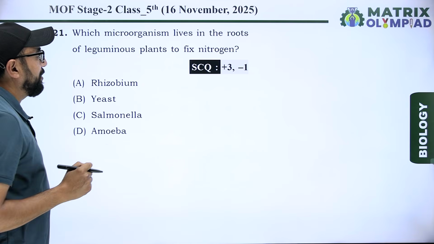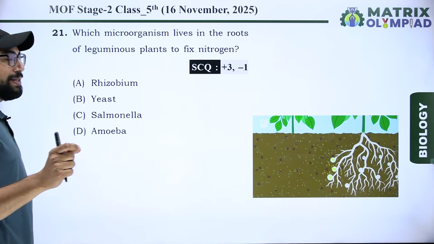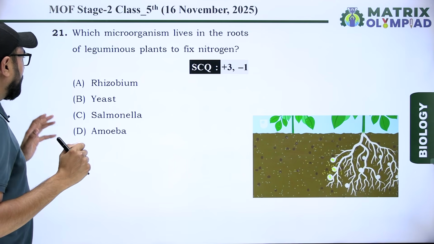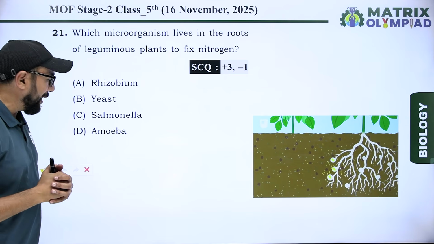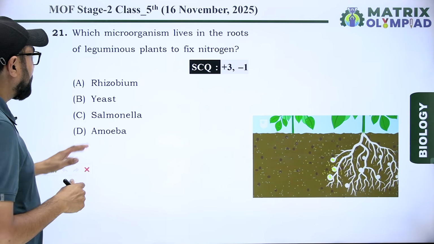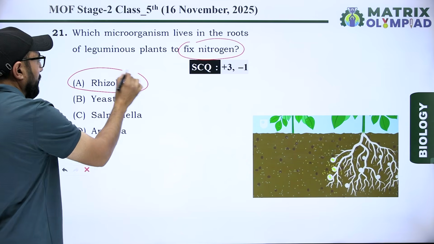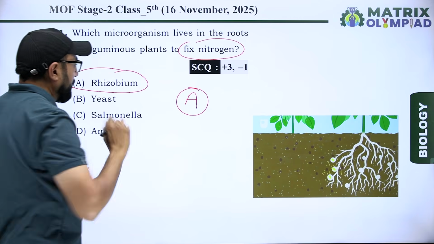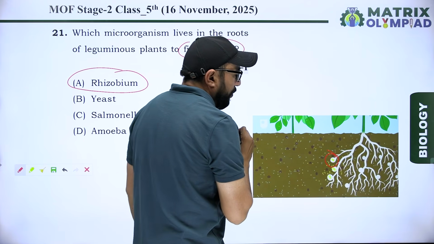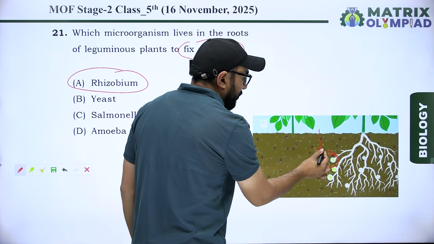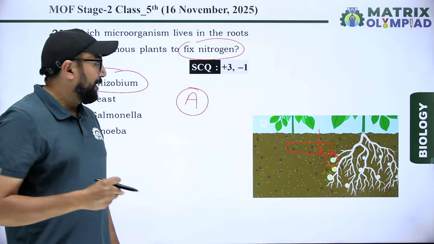Which microorganism lives in the roots of leguminous plant to fix nitrogen? Option A, rhizobium. Option B, yeast. Option C, salmonella. And D, amoeba. Our right answer for this question for fixed nitrogen is rhizobium, option A. Option A, rhizobium is correct because rhizobium present in the root nodule fixes the atmospheric nitrogen and increases the fertility of soil. Next question.